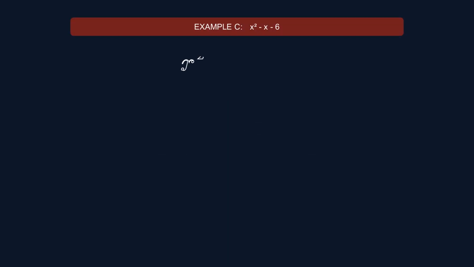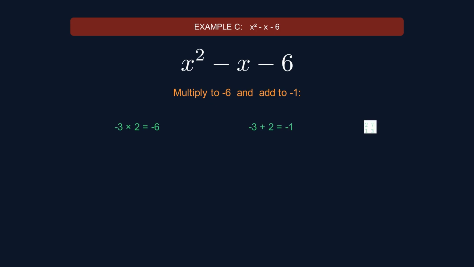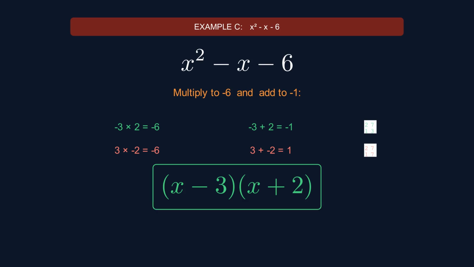Let's try another one with a negative. x squared minus x minus 6. Find two numbers that when you add you get negative 1. When you multiply, you get negative 6.